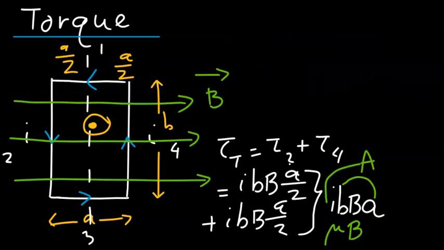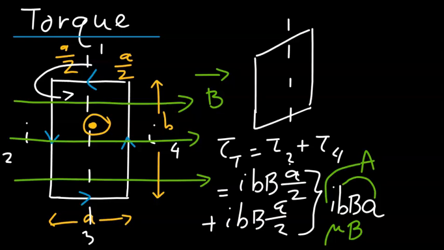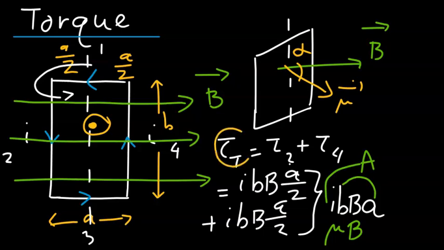At a later time, as this loop rotates, let's say now the position of the loop is slightly rotated like that. Since we know the field is going that way and the magnetic moment is going that way, you can see now the angle is something else. Let's call that angle alpha. So the torque obviously changes as this loop makes its rotation. So this expression is the maximum torque for this rotation.